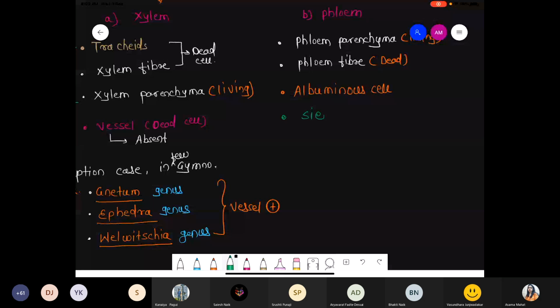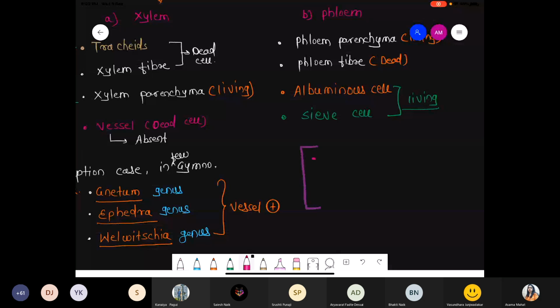But here we are taking the two conditions. Number one, sieve cell to present hoga because it is a single cell. But sieve tube elements means what? Many cells. It's a multicellular structure. So sieve tube elements, these cells are absent. We will discuss this part in anatomy. What is the difference between the sieve cell and the sieve tube?